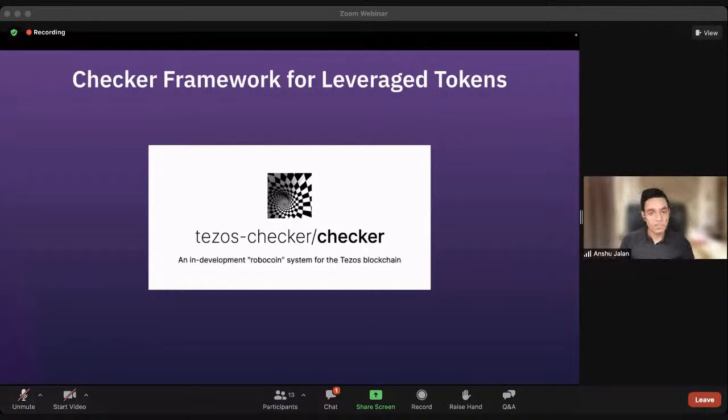So if you're looking to build something from scratch, then I would say do look into Checker. This is a really good framework, and within minutes you will have the smart contracts, and you just need to get a UI up and running.